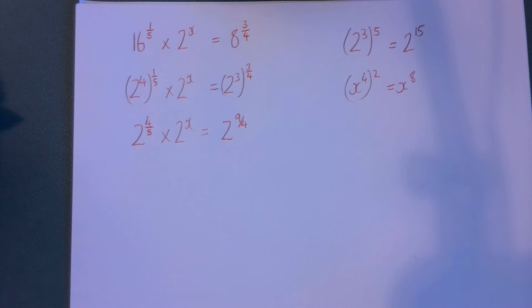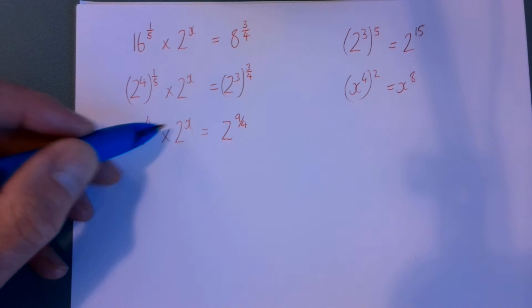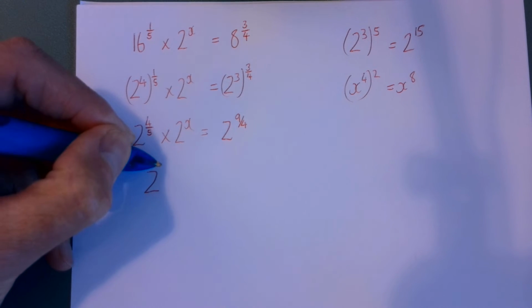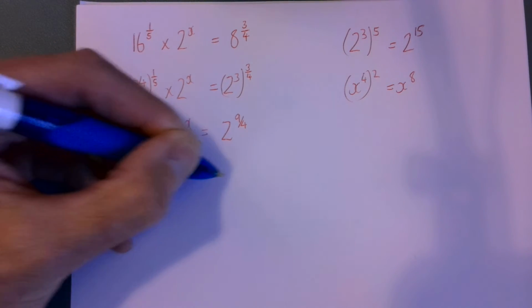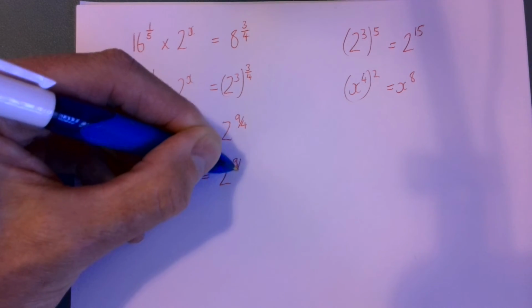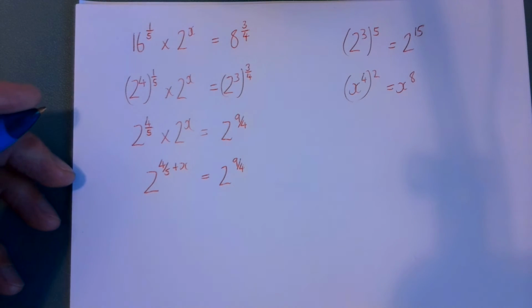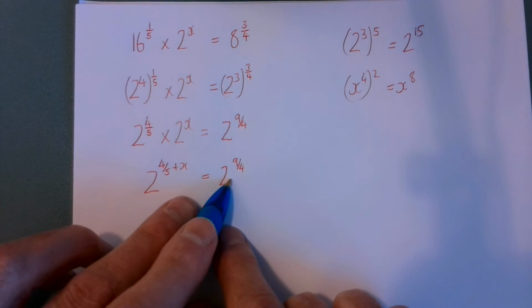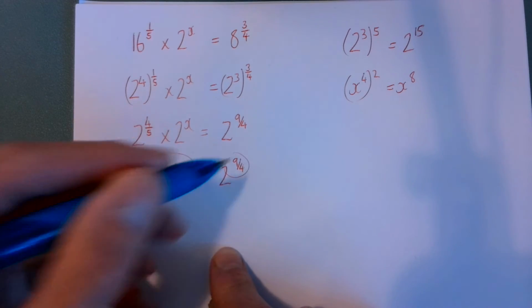Now, what I'm going to do is use the other rule that says when you multiply powers of the same thing, you add the indices. So this makes, it looks a bit odd, but that's going to give me that. I've just added 4 fifths and x. Now, I've got 2 to the power of something here equals 2 to the power of something here. So what that must mean is that these two things must be the same.